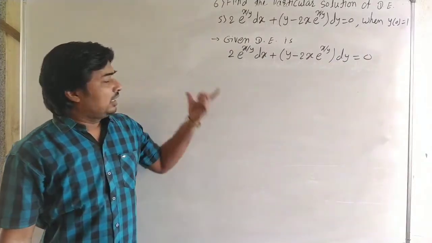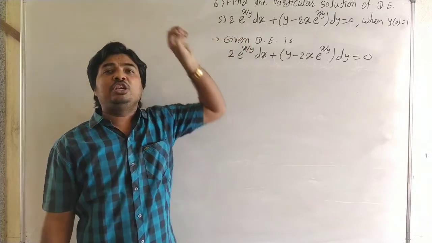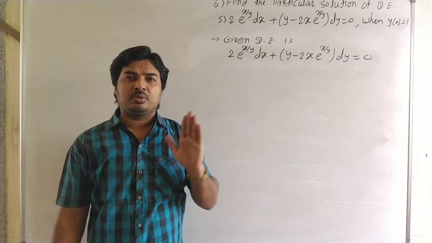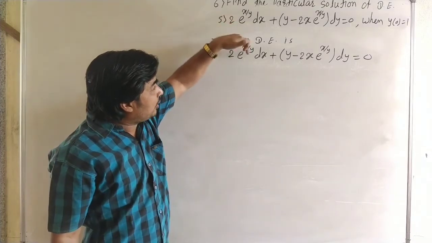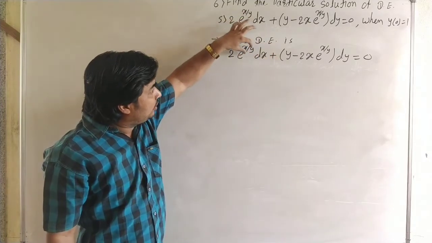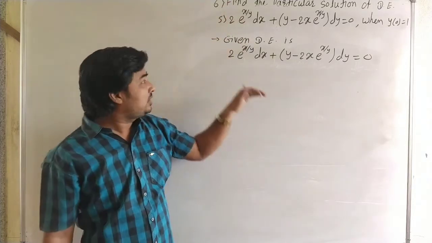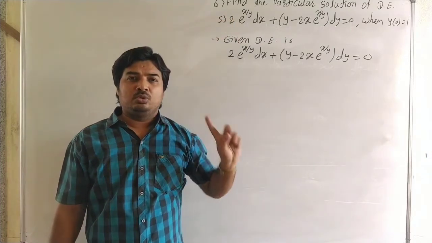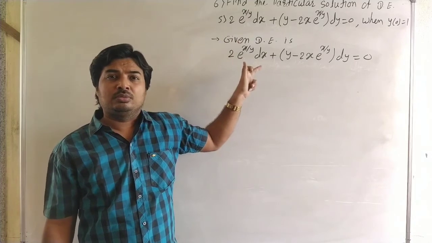Here e to the power x is a standard function in x, or e to the power y is a standard function in y, but it is e to the power x by y. In the power there are two variables which are not separated, so we put these two variables in one variable form by using a substitution. Here we put x by y is equal to v.